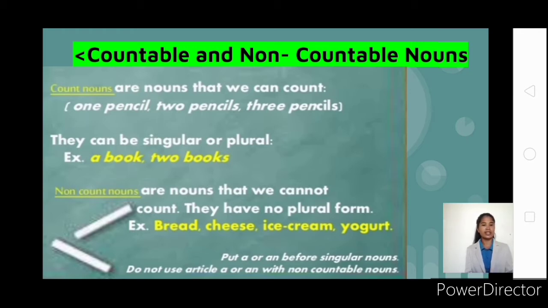So, note, put a or an before singular nouns. Do not use article a or an with non-countable nouns.